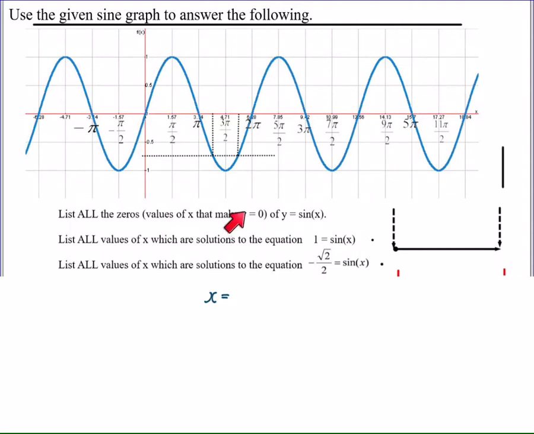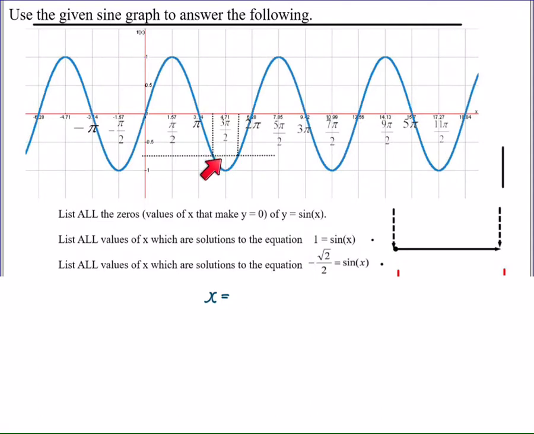Oftentimes, you're asked to find values that are somewhere intermediate between the zeros and the minimum or maximum values. And again, if you're asked to do this work without a calculator, you'll be given one of the important ratios, either square root of 2 over 2, square root of 3 over 2, or 1/2, or 0 or 1. But for the other three that I mentioned, you have to do a little bit more careful analysis here.